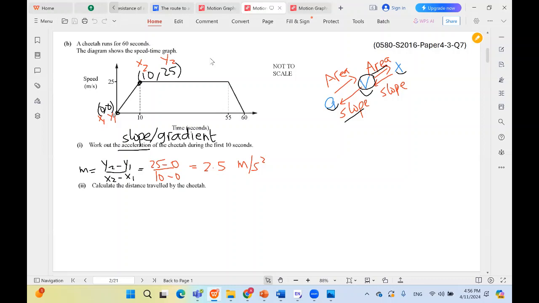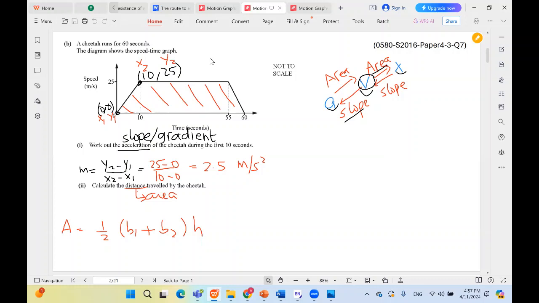In part double I, we are required to find the distance traveled by the cheetah. Of course, since this is a VT graph and you want to get X, we have to get the area. So the distance here is the area. And we need to calculate the area under the graph, this entire area. This shape is a trapezium. So the area of a trapezium is half times base 1 plus base 2 times the height.